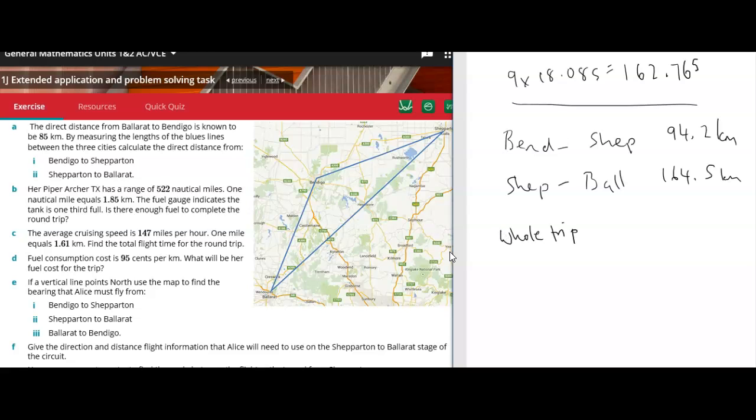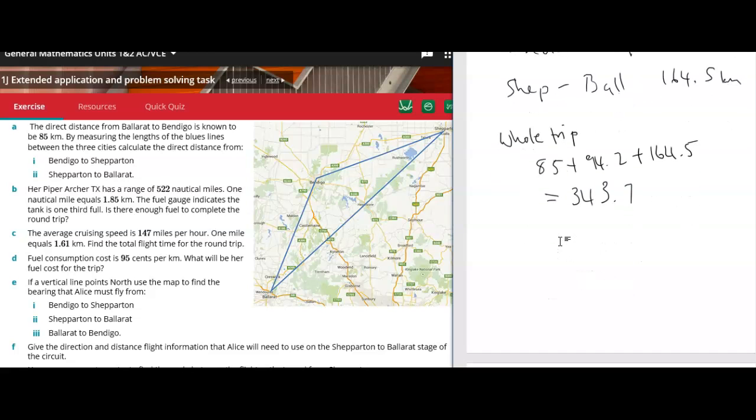So remember, they told us from Bendigo to Shepparton is 85. So it's going to be 85 plus 94.2 plus 164.5. Okay, so let's just add those together. 85 plus 94.2 plus 164.5. So the whole trip is going to take her 343.7 kilometers.